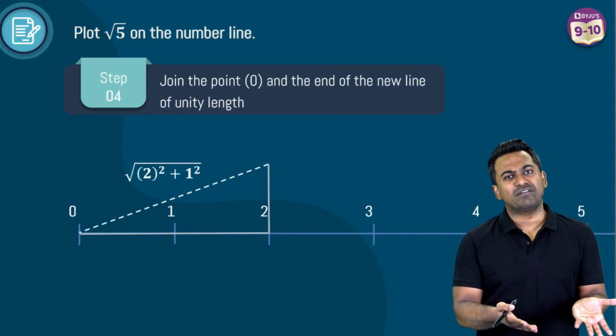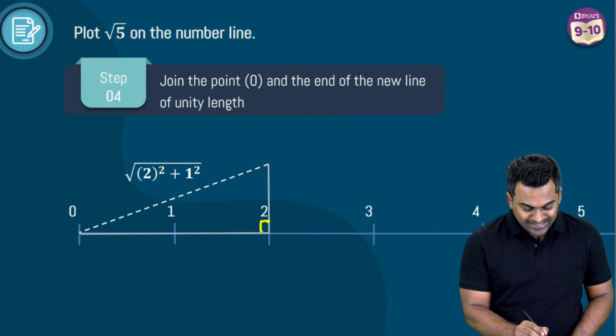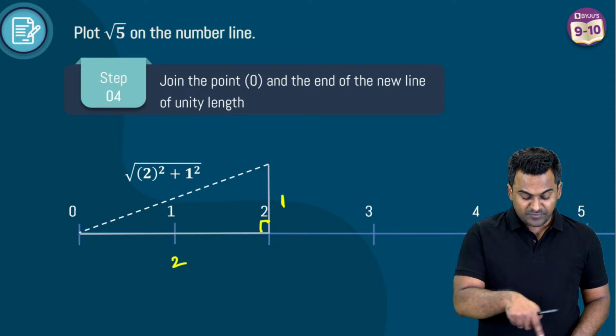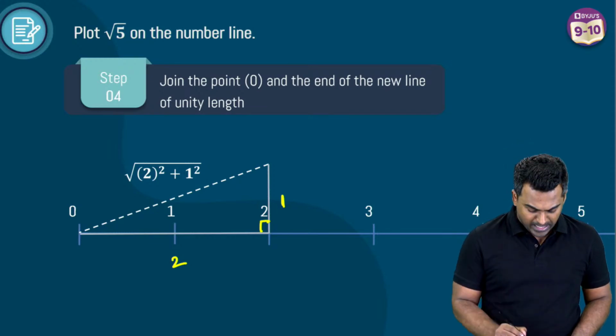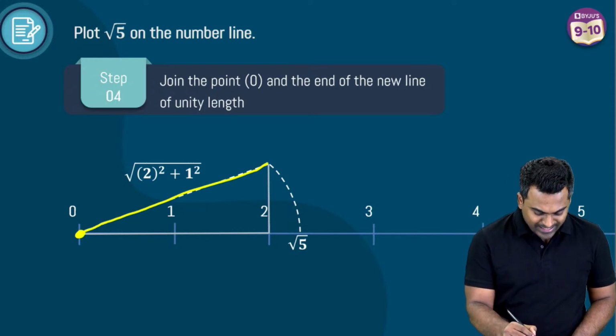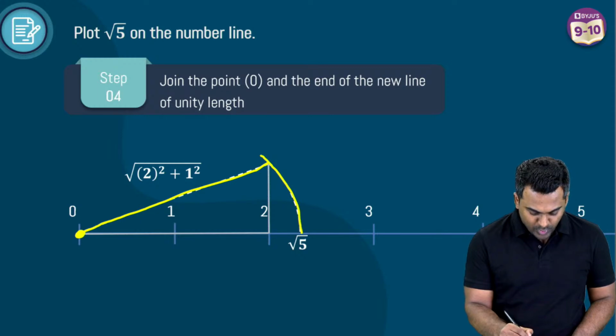Hypotenuse is nothing but root 5, right? Because we are using the Pythagoras theorem. This is 2 and this is 1. So hypotenuse will be the sum of squares of the other two sides under root. And that's it. So this is root 5. Take the pointy edge of the compass here, measure this, and then draw an arc like this. That arc will drop on root 5.